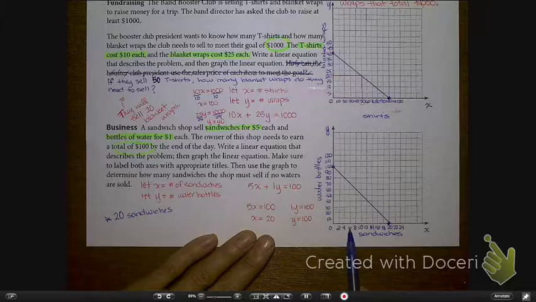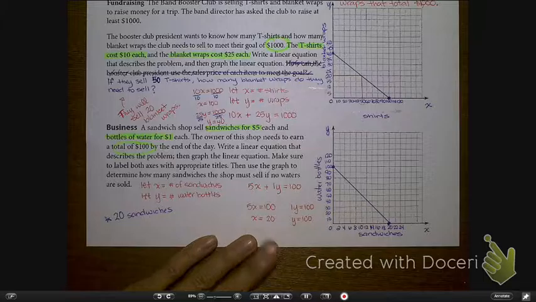Okay, so what if I asked you how many water bottles do they need to sell if they sell 14 sandwiches? 30. Yeah, 14, then go to 30. Does that make sense what we're doing here? Yeah. Okay, so we're using the graph to answer some questions. This is what your homework tonight is like.